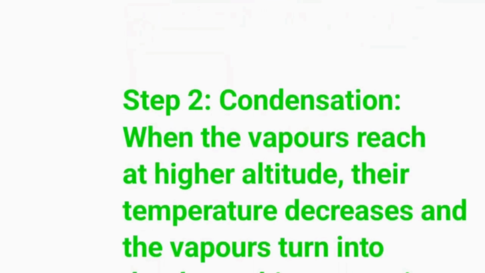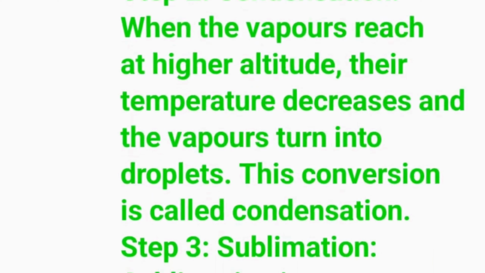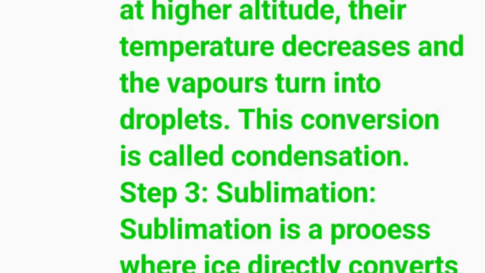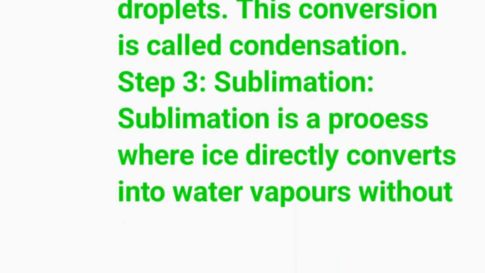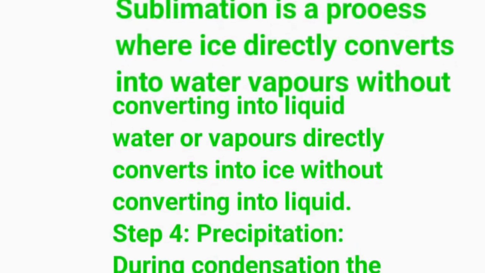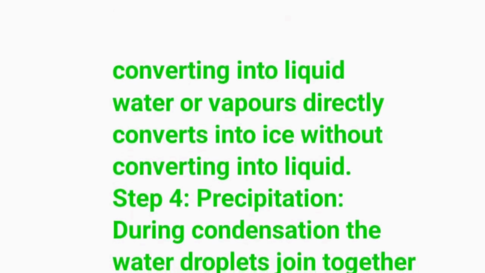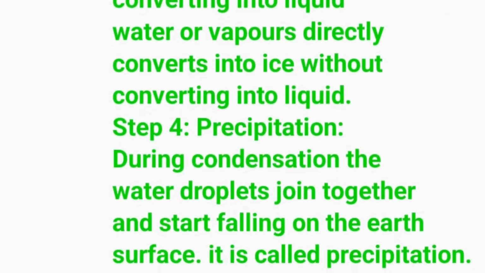Step 2. Condensation. When the vapors reach a higher altitude, their temperature decreases and the vapors turn into droplets. This conversion is called condensation. Step 3. Sublimation. Sublimation is a process where ice directly converts into water vapors without converting into liquid water, or vapors directly convert into ice without converting into liquid.